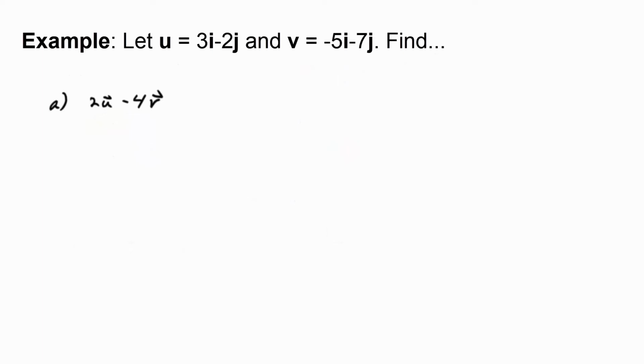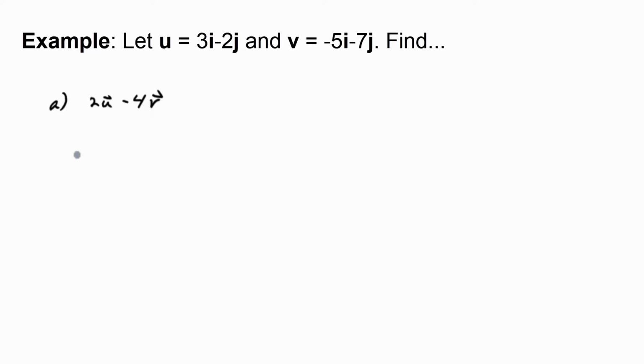Okay, in this example, we're going to let u be the vector 3i minus 2j, which in component form is what? 3, negative 2, right? And v is the vector negative 5i minus 7j, which in component form is negative 5, negative 7. But we're writing both of these in IJ form. Find 2u minus 4v. Okay, let's substitute in what u is. Don't change to component form. That would be spinning your wheels. You'd be doing a lot more work than you need to do. So just leave it in IJ form.